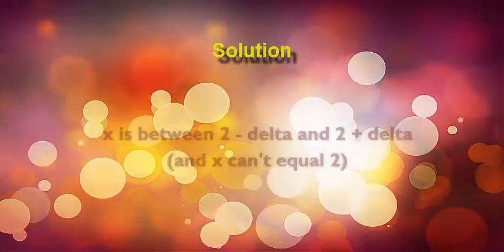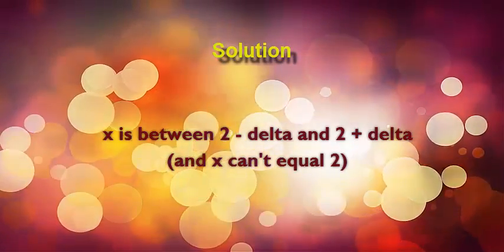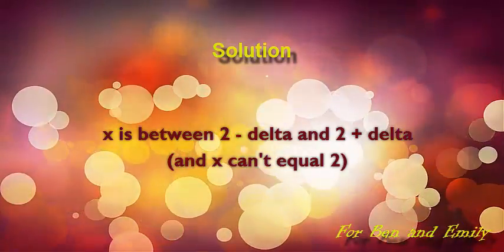Our solution values are that x has to be between 2 minus delta and 2 plus delta, and also that x cannot equal 2. This problem's a little bit more tricky. So here's what we have. We have that 0 is strictly less than the absolute value of x minus 2, which is less than some delta value.